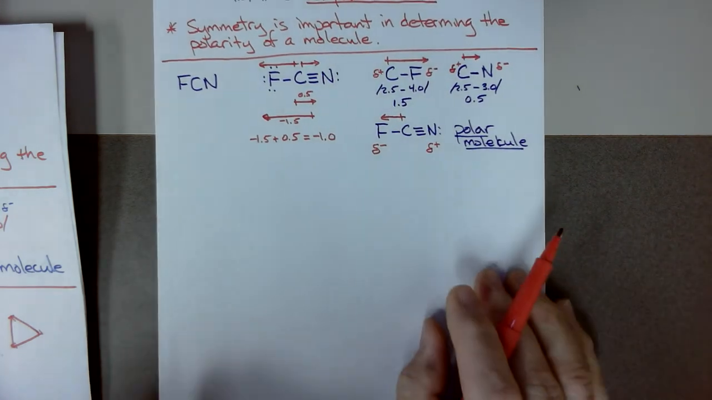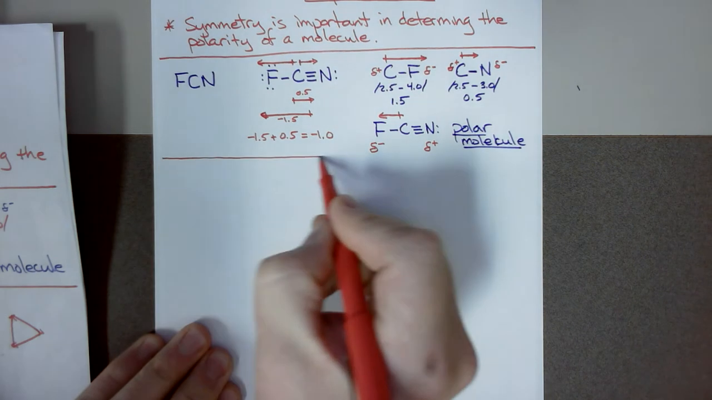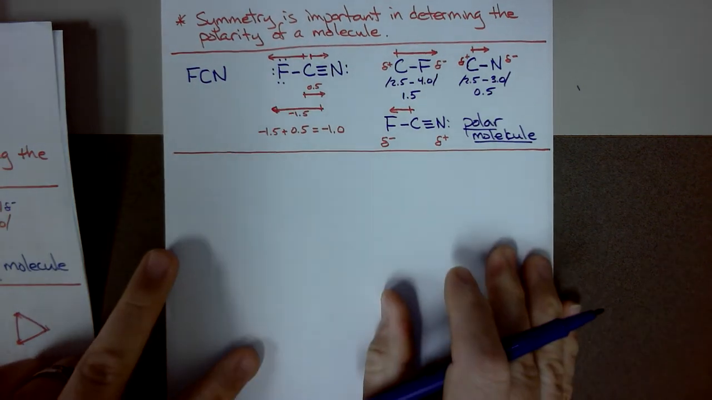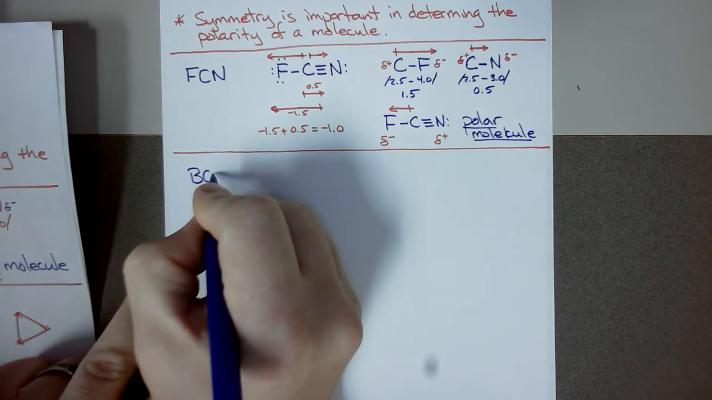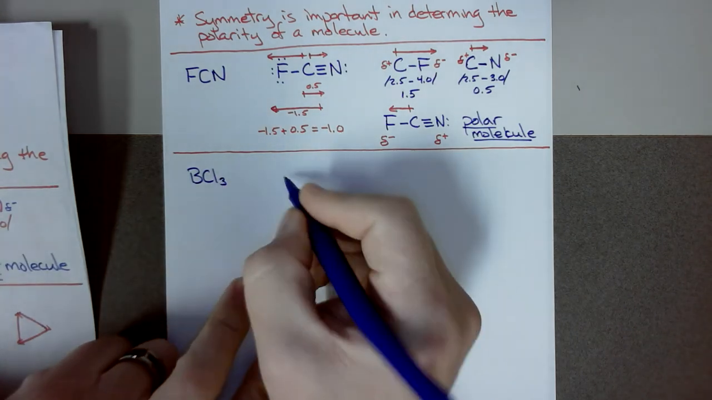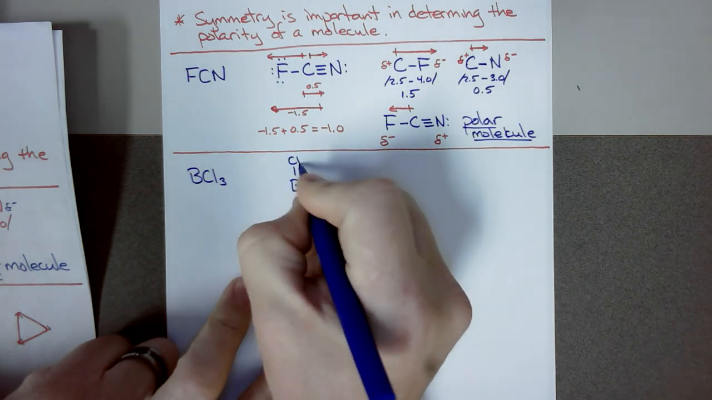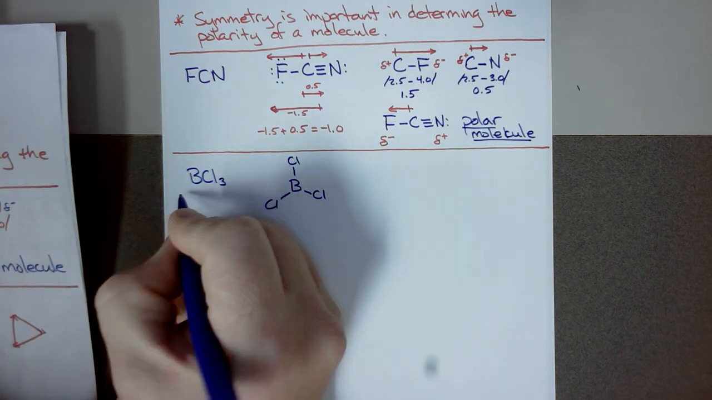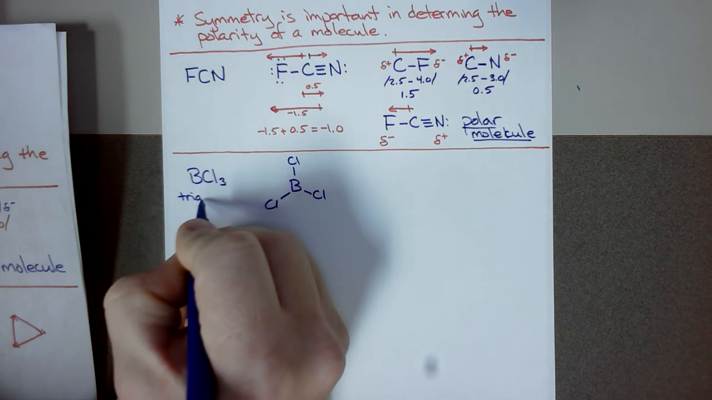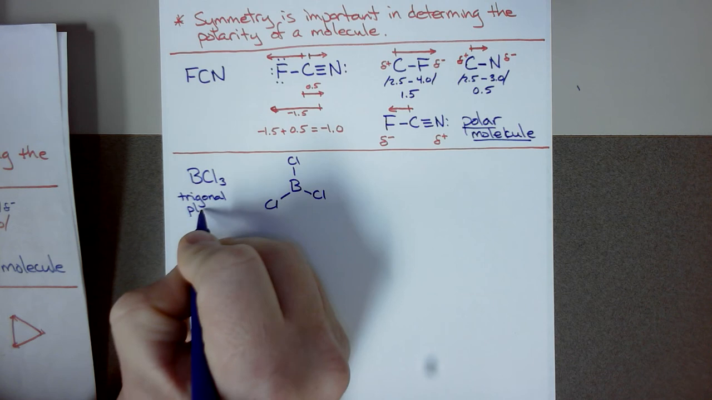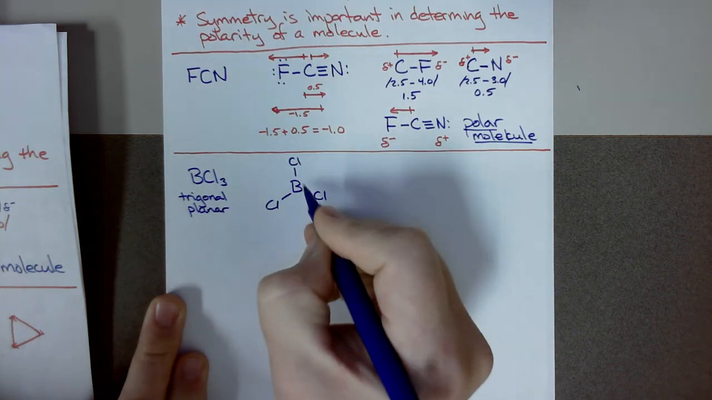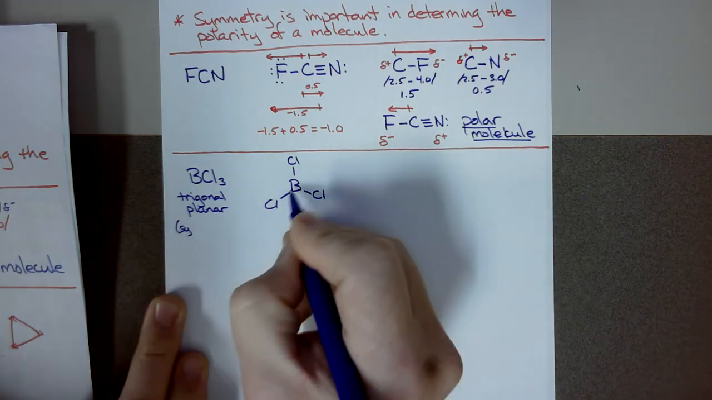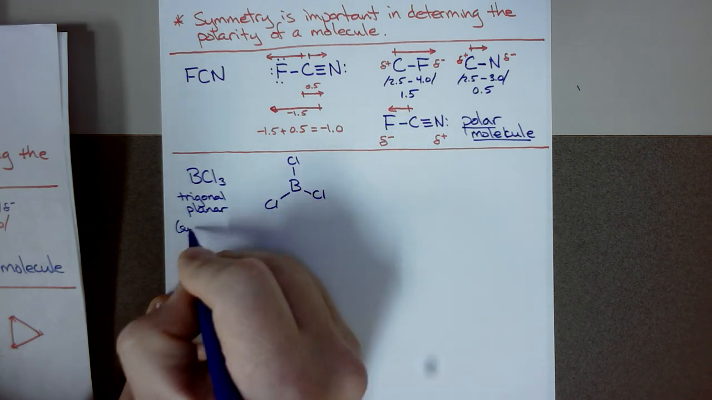Let's look at a couple more. The next molecule we're going to look at is boron trichloride. Boron trichloride is BCl, Cl, Cl. The shape is called trigonal planar, because it's a triangle and it's on a plane. So these bonds are 120 degrees from each other going around, and we know it's symmetric because they're all chlorines and they're 120 degrees apart. So this is a symmetric molecule.